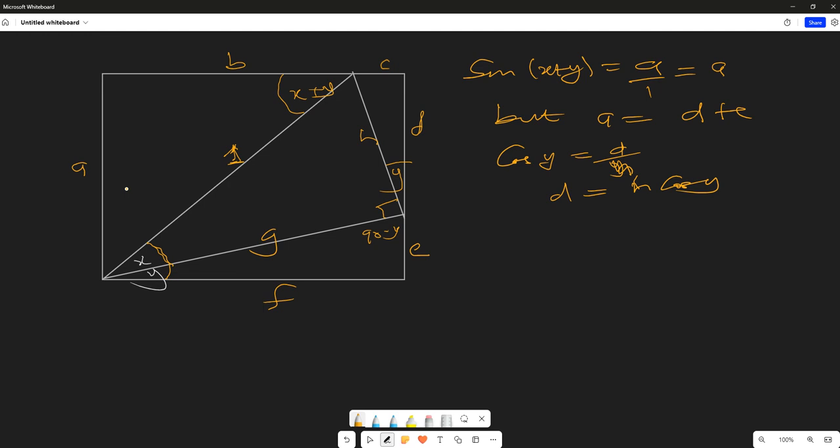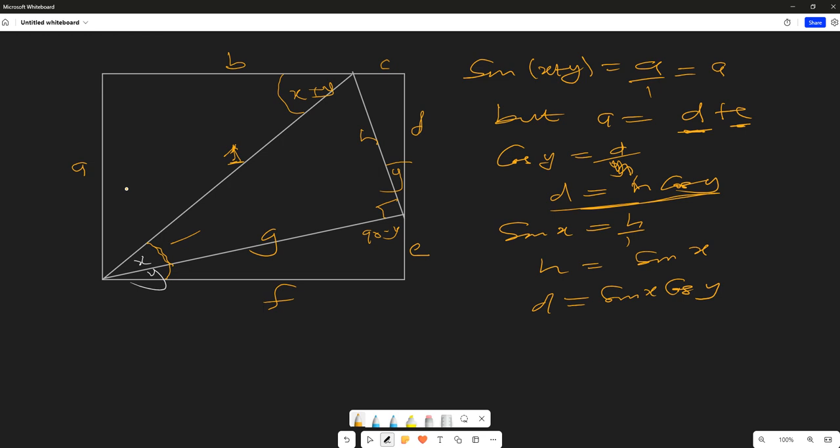Using this triangle, H is opposite to X, so we'll use sine. So sine X is equal to H over 1. So our H is equal to sine X. Writing our D, D now will be equal to sine X cos Y. We have gotten D. Let's look for an expression for E.